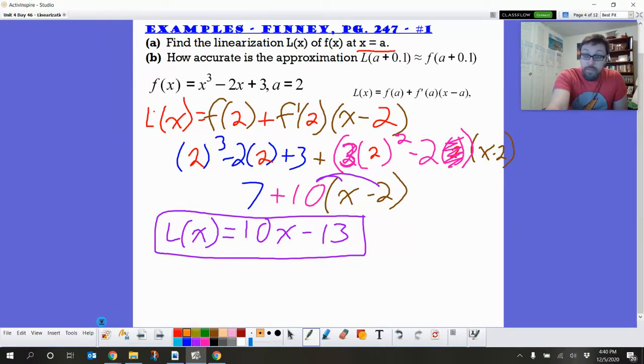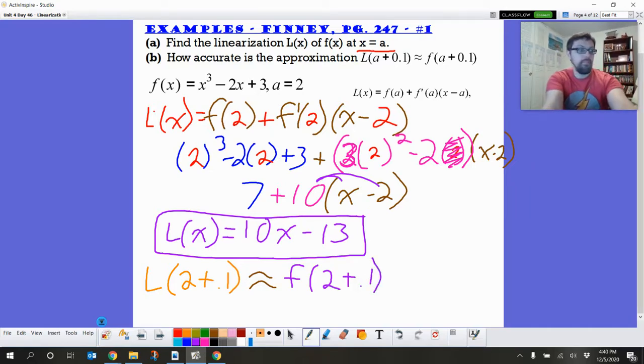So our A value is still 2. So we need to figure out how L of 2 plus 0.1 is related to F of 2 plus 0.1. So L of 2.1, if you just plug that into your calculator, and I'm going to skip that part for time, you get 8. I'm just plugging 2.1 in for x right there.